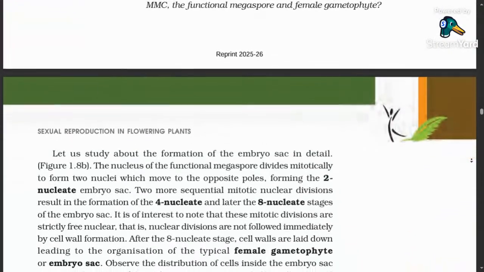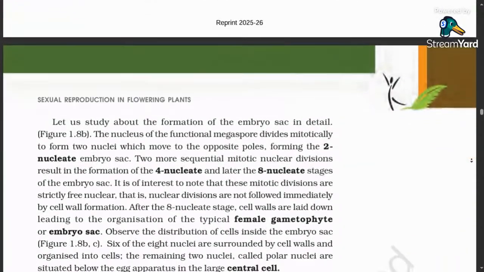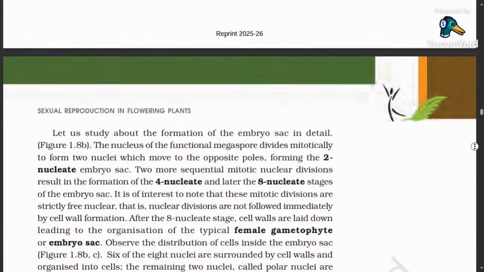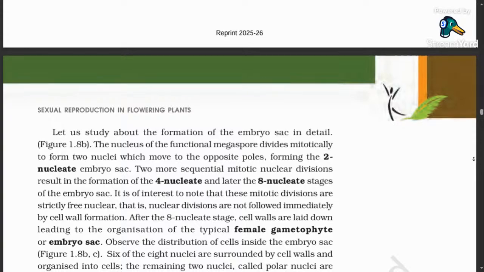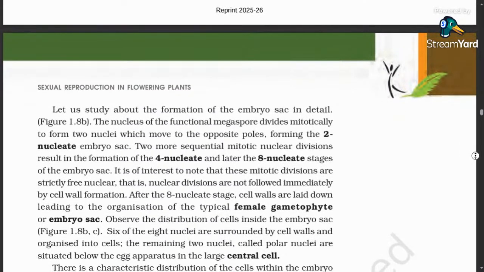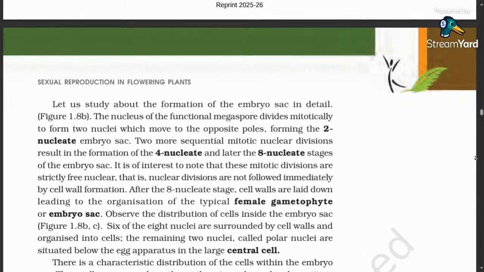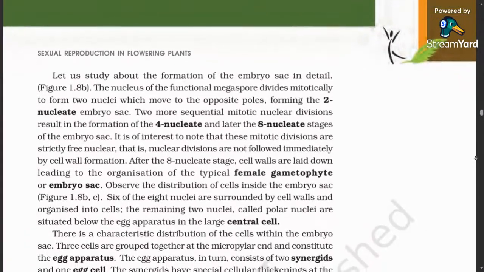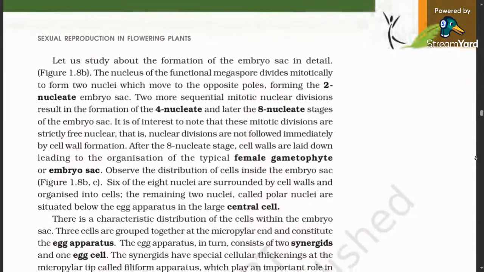Let us study the formation of the embryo sac in detail. The nucleus of the functional megaspore divides mitotically to form two nuclei which move to the opposite poles, forming the two-nucleate embryo sac. Two more sequential mitotic nuclear divisions result in the formation of the four-nucleate and later the eight-nucleate stages of the embryo sac. It is of interest to note that these mitotic divisions are strictly free nuclear, that is, nuclear divisions are not followed immediately by cell wall formation.